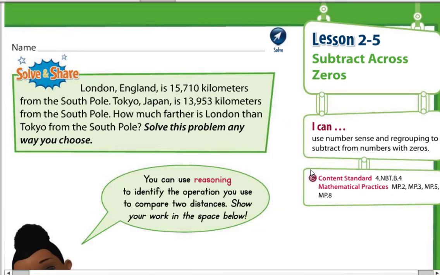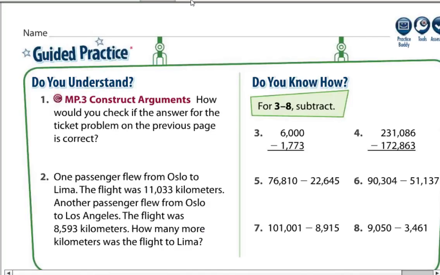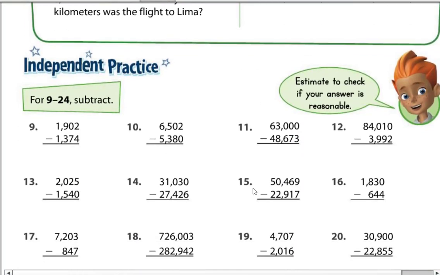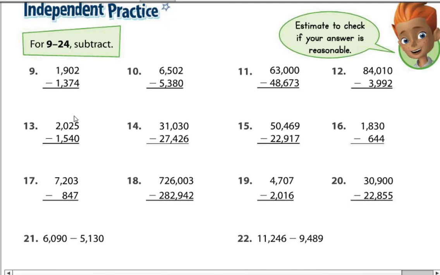Okay guys, today's lesson is subtract across zeros. Today we will solve subtraction questions like these, and when we subtract we will regroup through zeros. As you can see here, to subtract 2 minus 4 we can't, so we will regroup; we need to borrow one from the zero. That's what we will do today. We will solve questions like this.